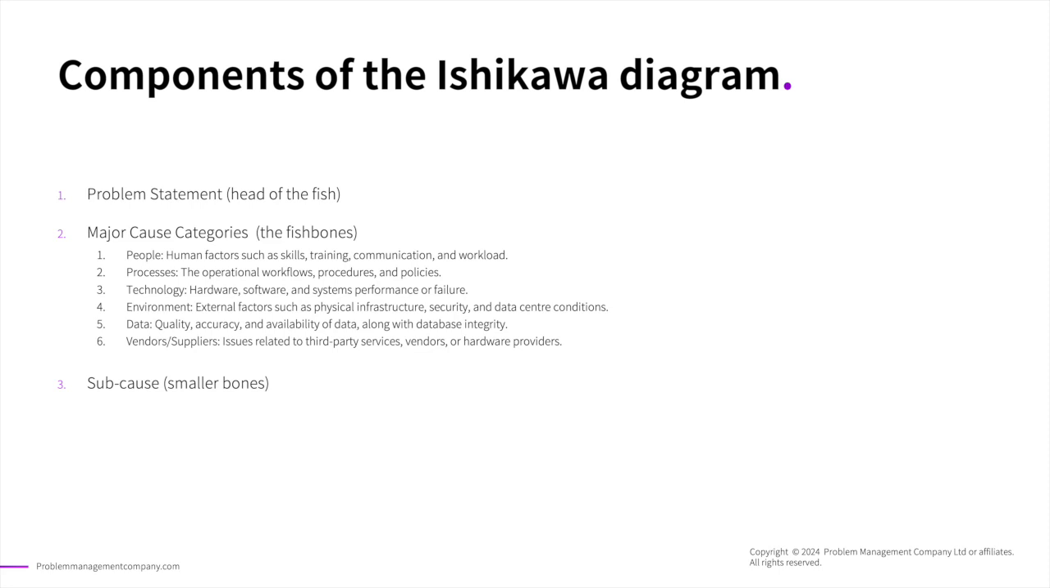The components of the Fishbone diagram. Problem statement. At the head of the Fishbone diagram is the problem or the effect. This should be a very clear and concise description of the issue we are trying to analyse, such as website downtime or frequent network outages. Defining the problem accurately is crucial for guiding the analysis.